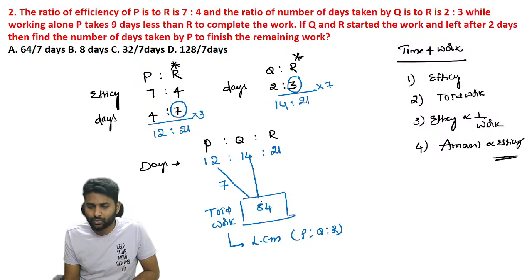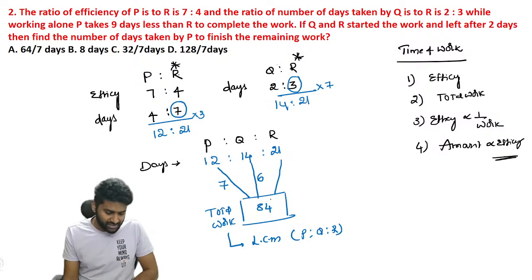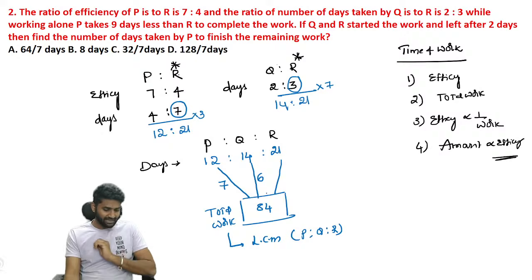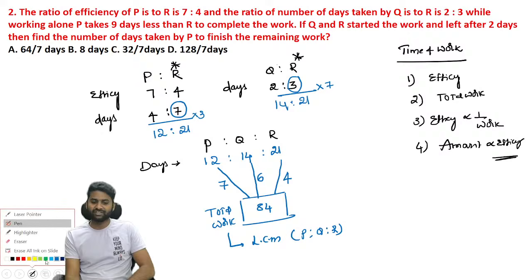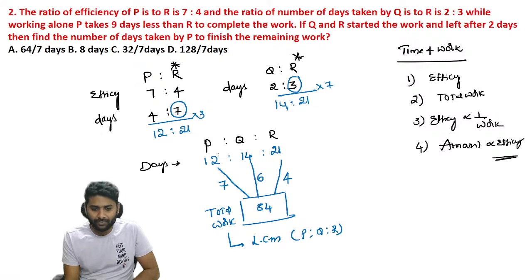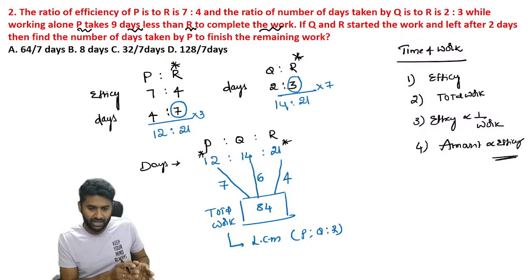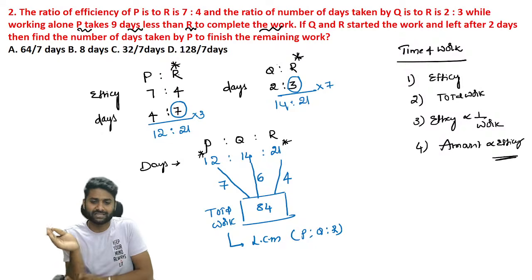Q takes 14 days, which means every day Q can complete 6 units. And R takes 21 days, which means 84 units of work are completed by R in 21 days, so every day R completes 4 units. Now we got the efficiencies. Now we check whether these values are correct or not. We have the comparison: P takes 9 days less than R to complete the work. As you know, R takes 21 days and P takes 12 days. Yes, it satisfies our condition. So according to that information, our values satisfy the condition: P takes 9 days less than R.